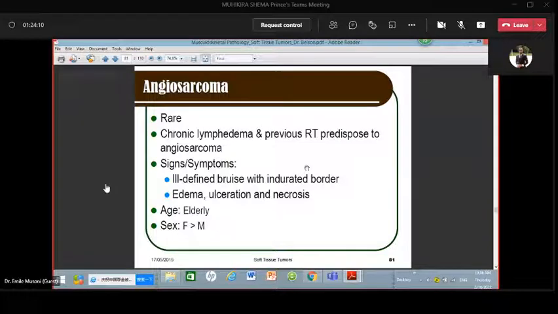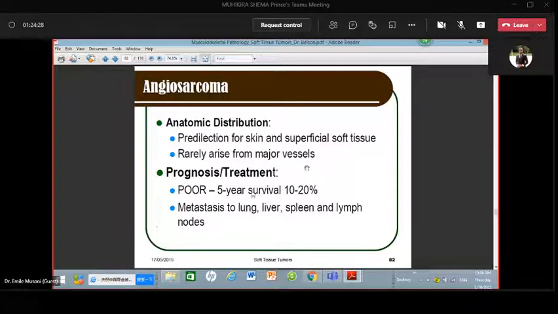Angiosarcoma is rare. Chronic lymphedema and previous radiotherapy predispose to angiosarcoma. Clinically, it is an ill-defined bruise with indurated border. It has edema, ulceration, and necrosis. Anatomic predilection is the skin and superficial tissue. Prognosis is poor. It metastasizes to the lung, liver, spleen, and lymph node.